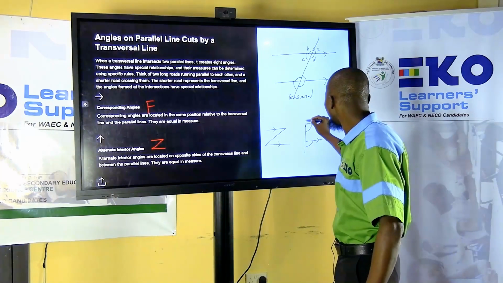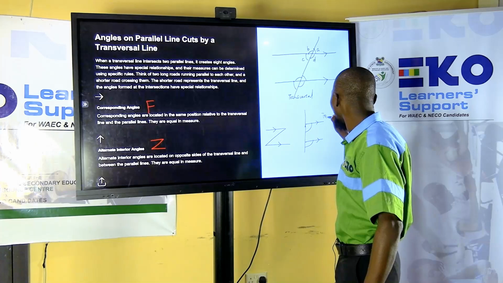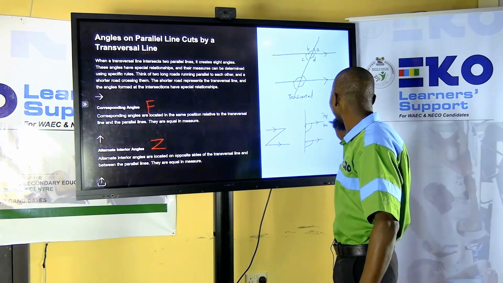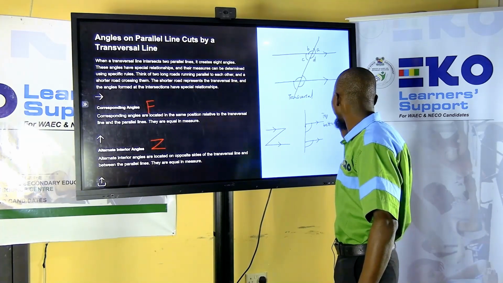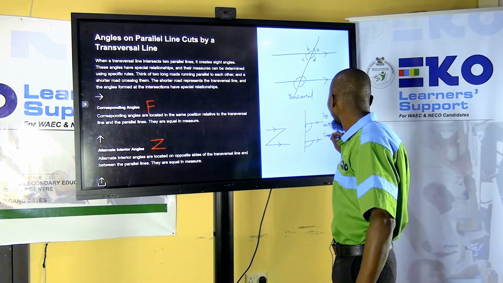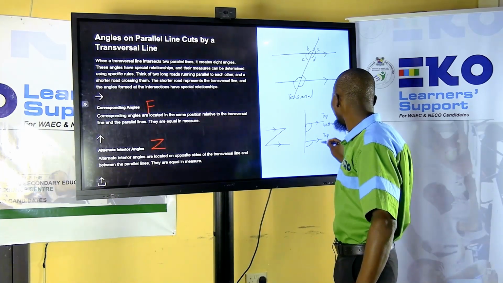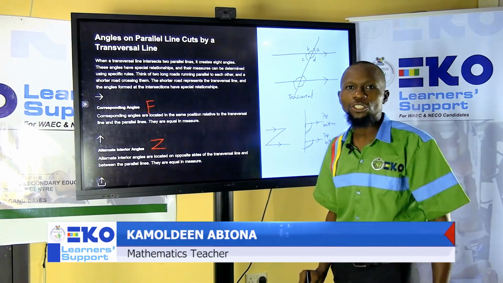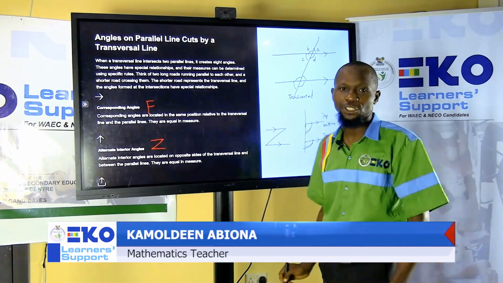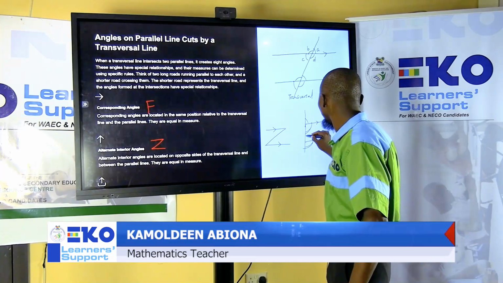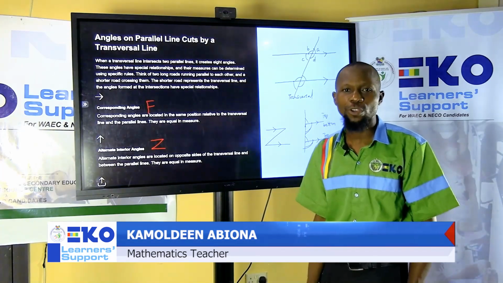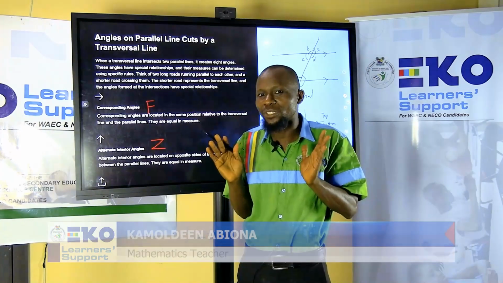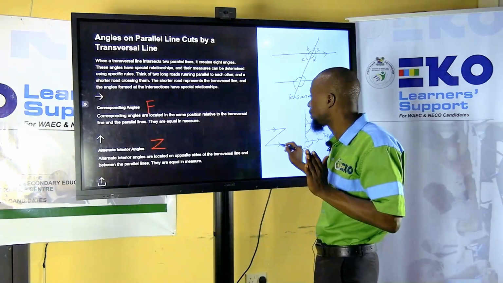So in this case, this and this, we say they are corresponding. If this is the top and this is the bottom, then the bottom and the bottom here are corresponding. And the top with the top here are also corresponding. So that is just what we mean by corresponding angle.